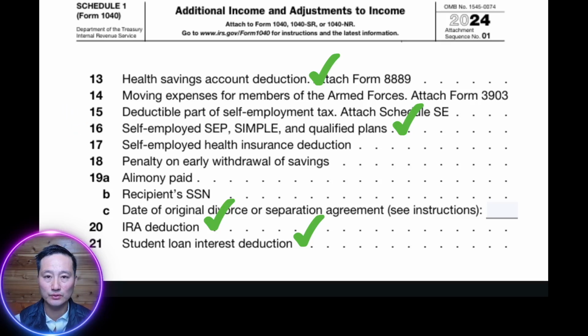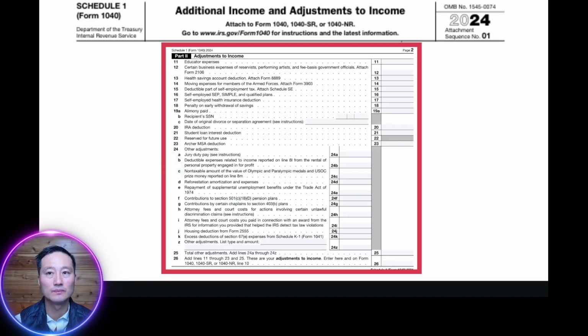Let's look at line 16. If you contribute to your retirement plan through your 1099 income, then that also qualifies as an adjustment deduction. Let's look at lines 20 and 21. These two line items are pretty interesting. A traditional IRA contribution can become an adjustment deduction as long as your AGI is below a certain limit. Same thing for student loan interest deduction. The student loan interest payment that you make can become an adjustment deduction as long as your AGI is lower than a threshold.